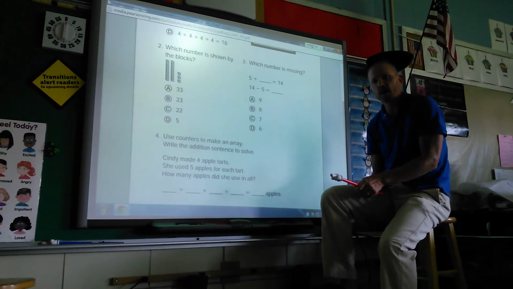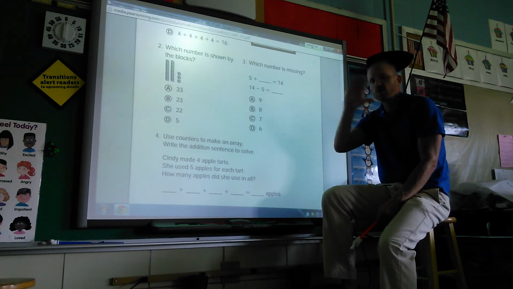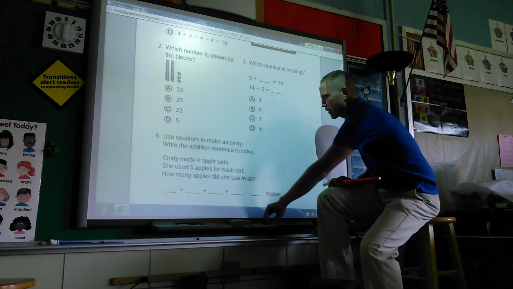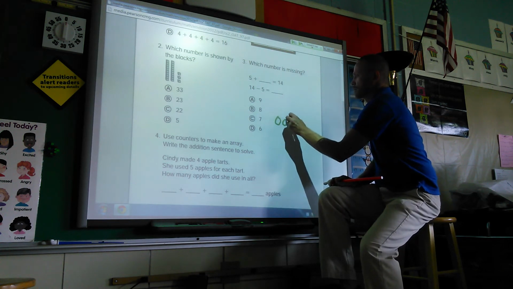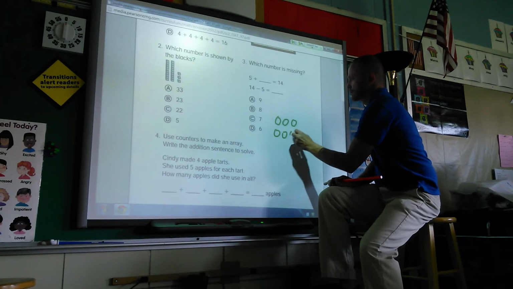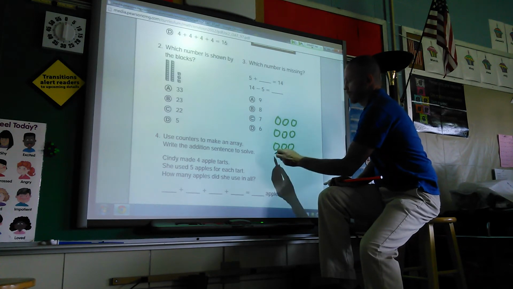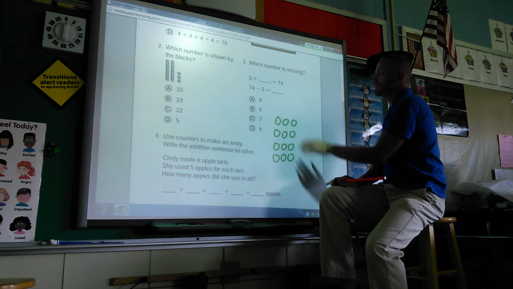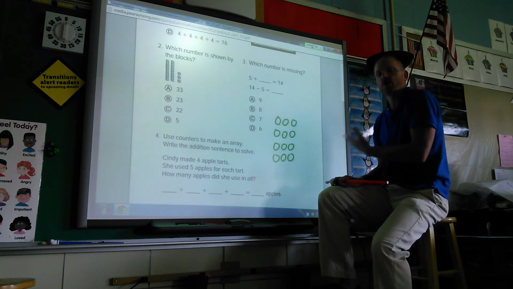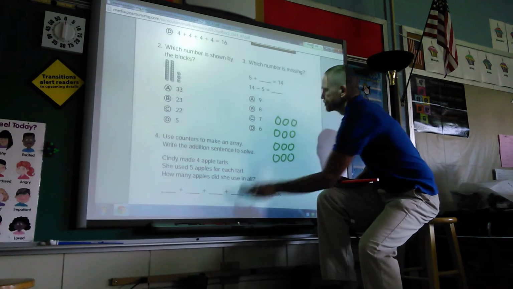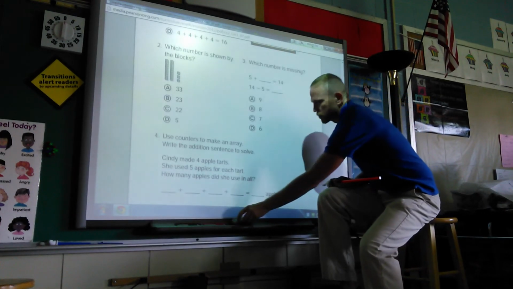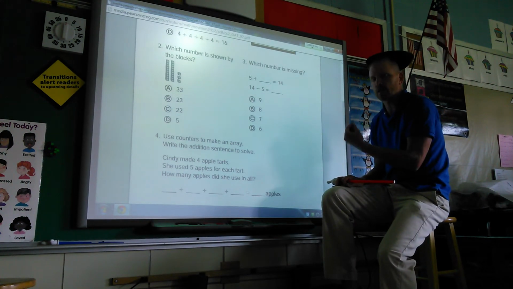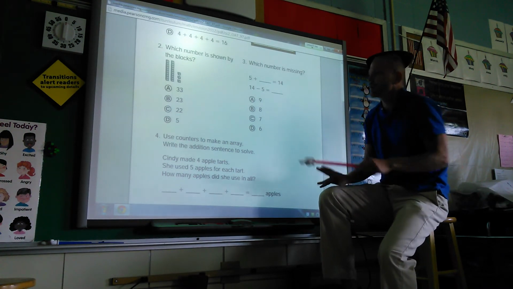Now, an array is when you have rows of objects and there are the same amount of objects in each row. So, for example, this would be an array. I have 4 rows of objects. I have 3 objects in each row. So that would be what an array is. You can do that with any number. It's repeated addition, and it's also the introduction for multiplication.